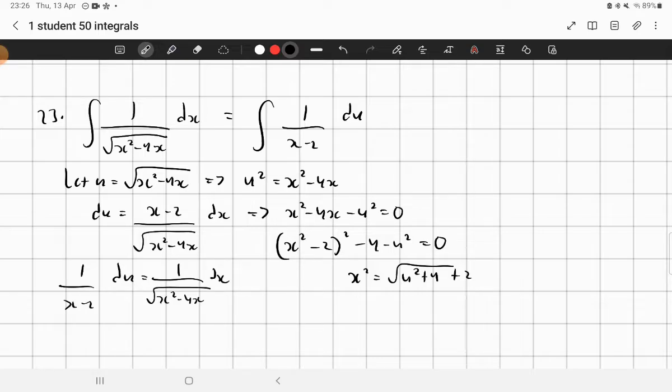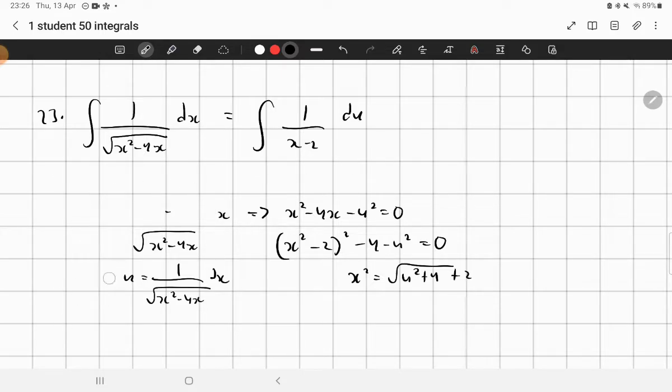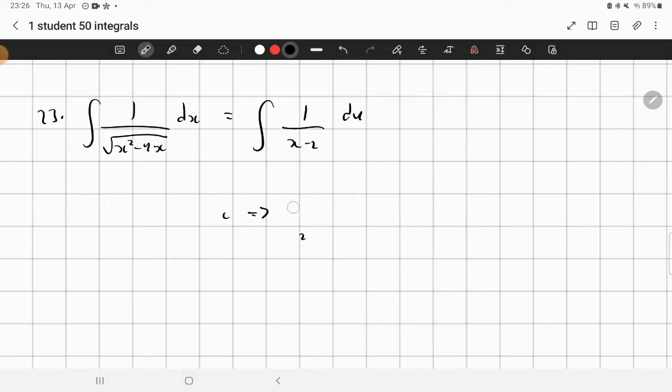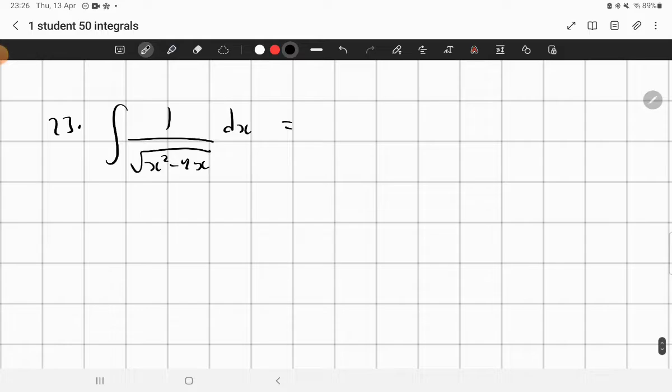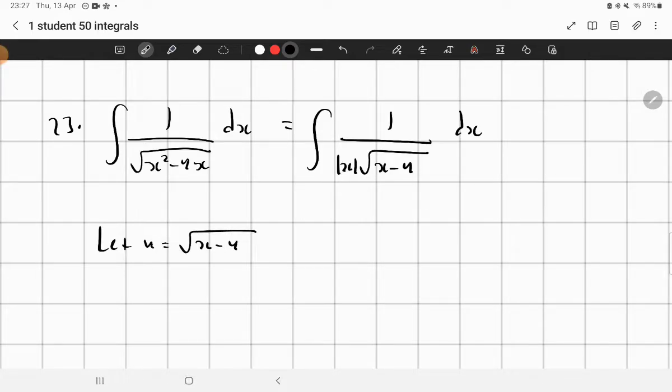You know what? Honestly, I don't need to create all of this. I think this is a nonsense substitution. I believe what I did earlier was the correct approach: the square root, I factor it out, minus 4 dx. Let u equal the square root of x minus 4. Then du is equal to 1 over the square root of x minus 4.